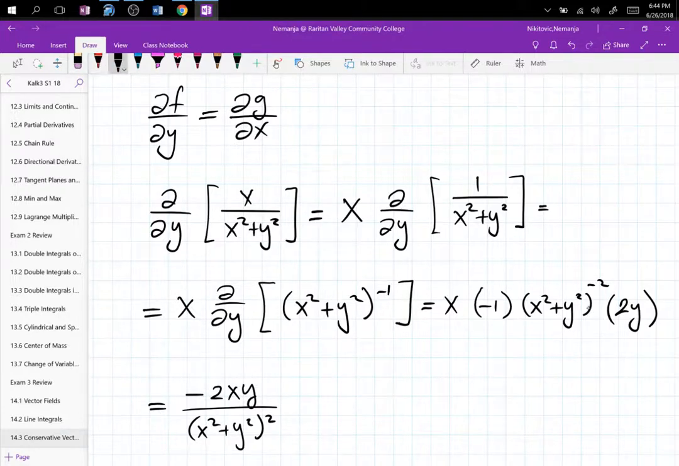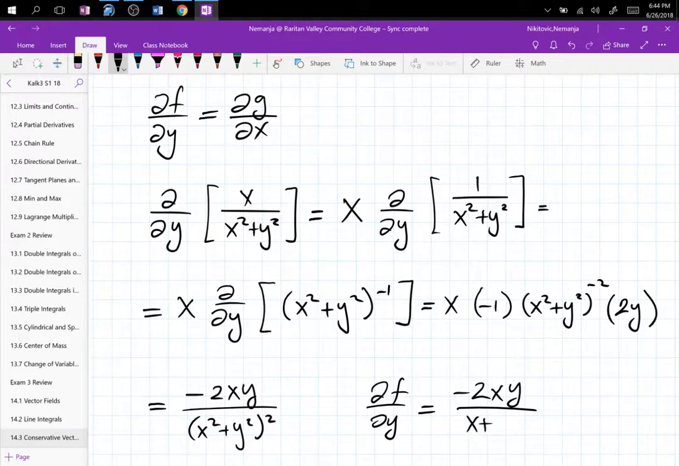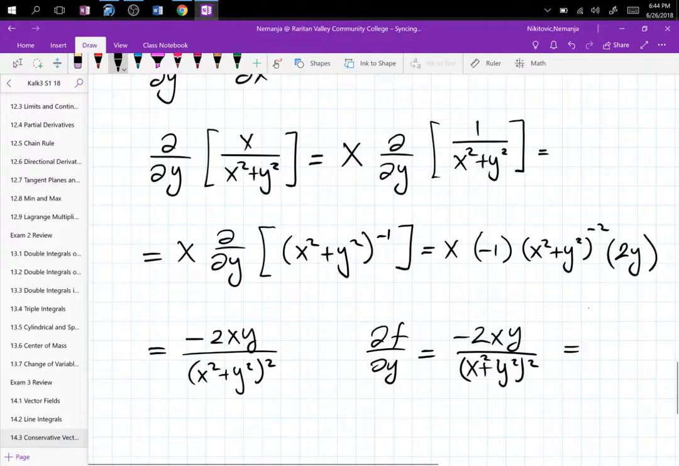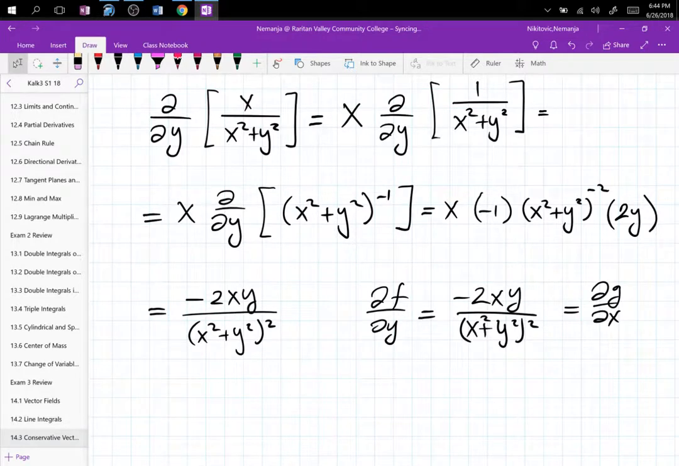So now we found that the partial f partial y is given as negative 2xy divided by x squared plus y squared, everything squared, which actually will be the same as partial g partial x, which you can go home and practice, right? Because you care, right? Now, once we show that this is a conservative vector field, it is time to find the potential function. Yay! There we go.